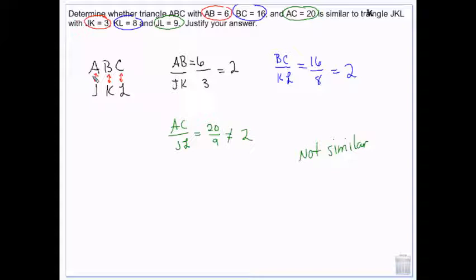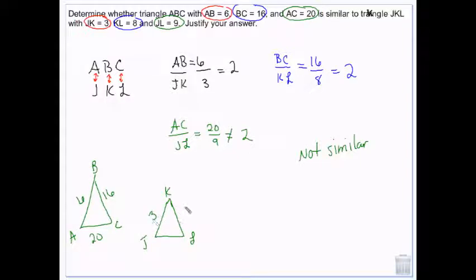Now, that's if you don't want to draw the pictures. You just keep the letters in the correct order. If you want, you can draw the pictures and just label, again making sure that if you have ABC and you start here, you go ABC, then you do JKL, same order. AB is 6, BC is 16, AC is 20, JK is 3, 8, 9. So you can draw the pictures too. It's up to you. If pictures work better for you, draw the pictures. If this method works better for you, use that method. It doesn't matter to me which one you use.